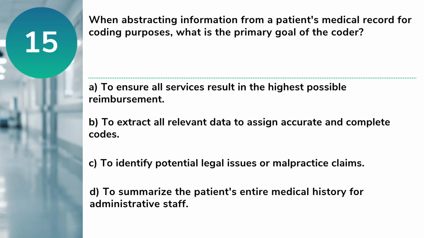Question 15. When abstracting information from a patient's medical record for coding purposes, what is the primary goal of the coder? A. To ensure all services result in the highest possible reimbursement. B. To extract all relevant data to assign accurate and complete codes. C. To identify potential legal issues or malpractice claims. D. To summarize the patient's entire medical history for administrative staff.